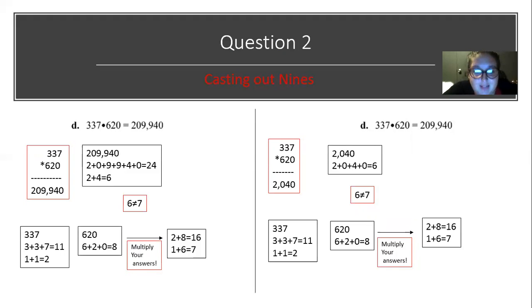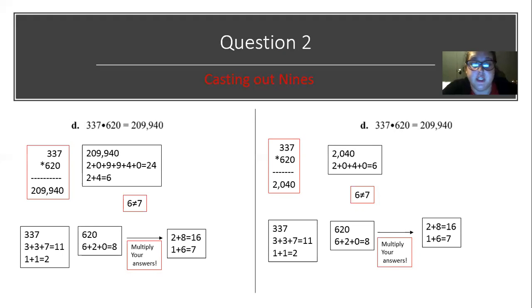2 times 8 equals 16, and we're going to break that down into 1 plus 6, which is going to give us 7. Okay, and so that was what we got for the question part of it. Now we're going to do the answer part of it, which is 209,940. When you add each of these digits up together, you get 24. And 2 plus 4 is equal to 6. So our answers of 6 and 7, they don't match. So somewhere in this problem, they went wrong.